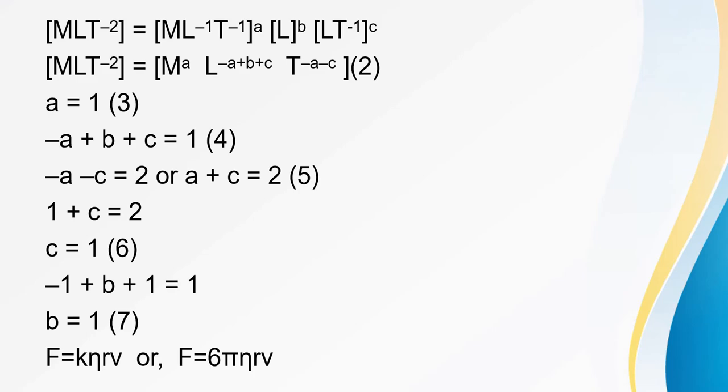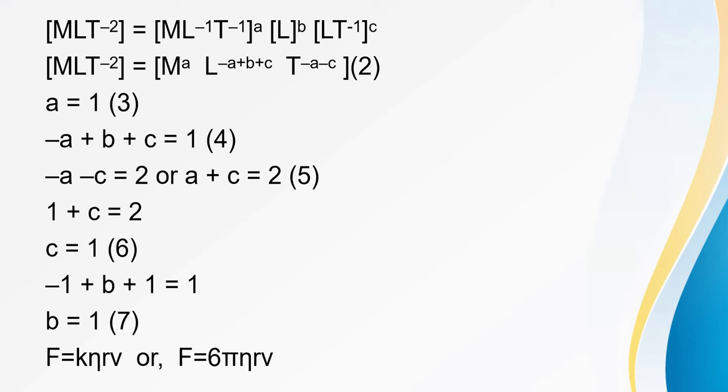The dimension of force is given by MLT raised to minus 2. The dimension of viscosity is given by ML raised to minus 1, T raised to minus 1. So eta raised to a we can write as ML raised to minus 1, T raised to minus 1, raised to a. Then it depends on the radius, so L raised to b. Then it depends on velocity, v raised to c, and the dimension of velocity is LT raised to minus 1. So we can write MLT raised to minus 2 equal to ML raised to minus 1, T raised to minus 1, raised to a, L raised to b, LT raised to minus 1, raised to c.